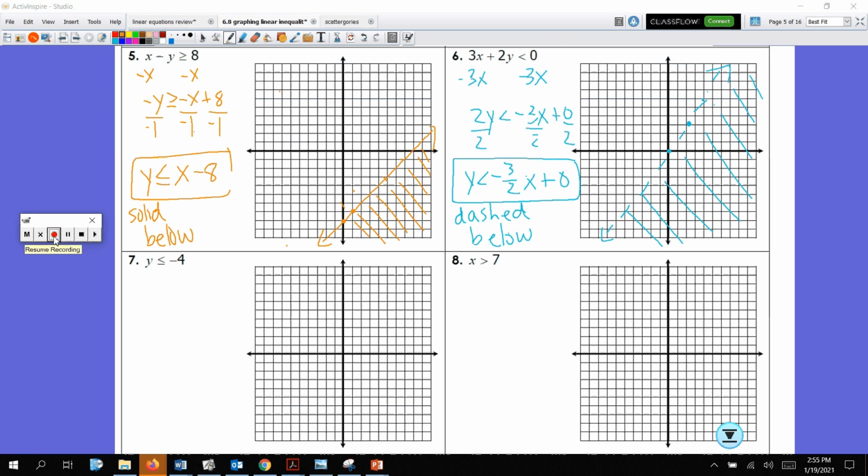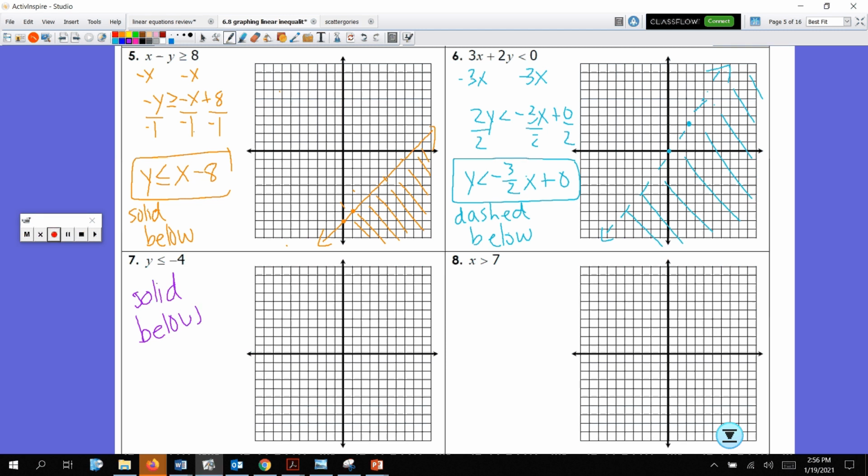Okay. All right, so 7 and 8 are a little different. I'm hoping you're looking at 7 and you're thinking, oh, it's a y line, so it's a horizontal line. There's nothing here to solve first off. We need to know, is it solid or dashy? Well, it's solid because it has a line under it. And are we going to shade above or below the line? Well, it's less than, so we're going to shade below.